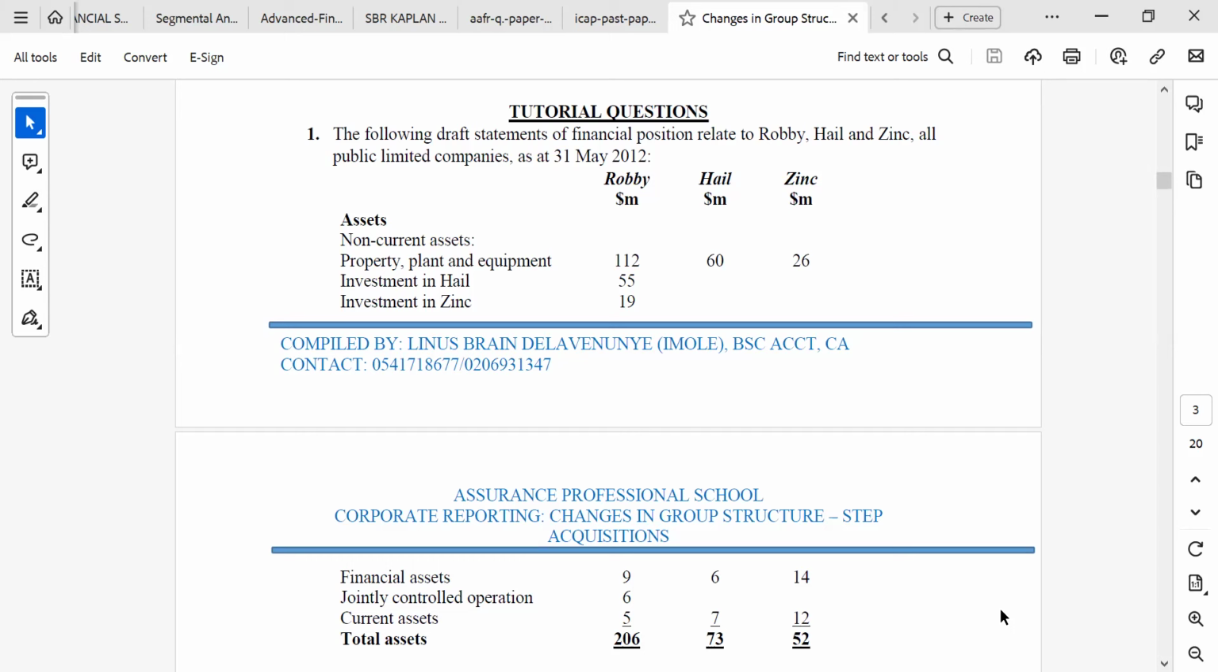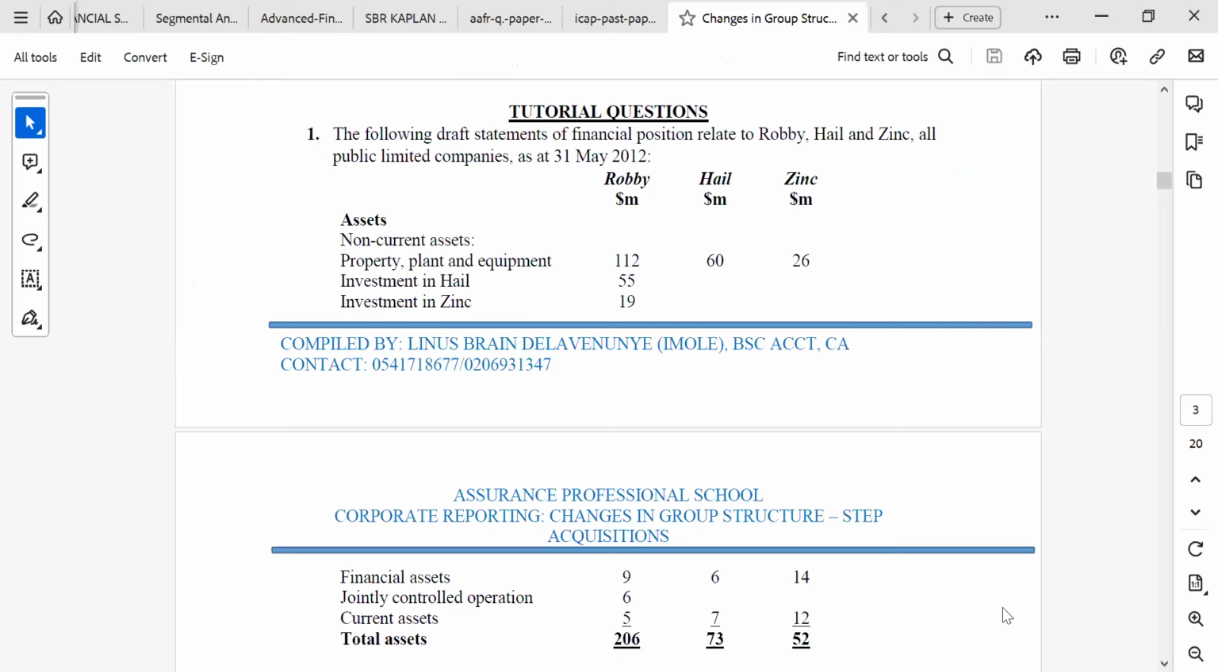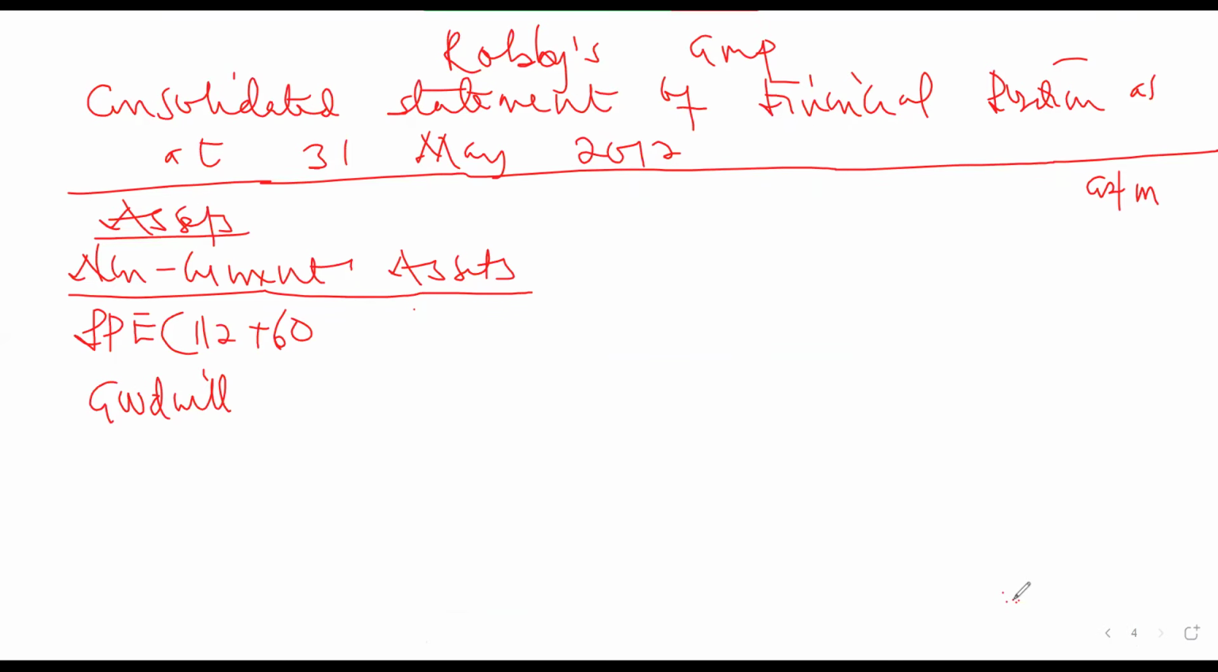So maybe you will be having a goodwill. Okay, we'll be having a goodwill. Goodwill will come. We will be having other assets. We have financial assets also. We have jointly controlled operation. That will be the IFRS 11. So we have financial assets there.